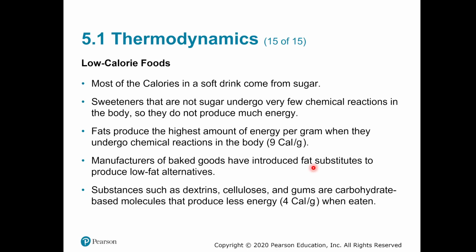But fats produce the highest amount of energy per gram when they undergo chemical reactions in our body. That's 9 calories per gram. Manufacturers of baked goods have introduced things like fat substitutes, producing low-fat alternatives. Substances like dextrin, cellulose, and gums are carbohydrate-based molecules. They produce less energy when eaten.